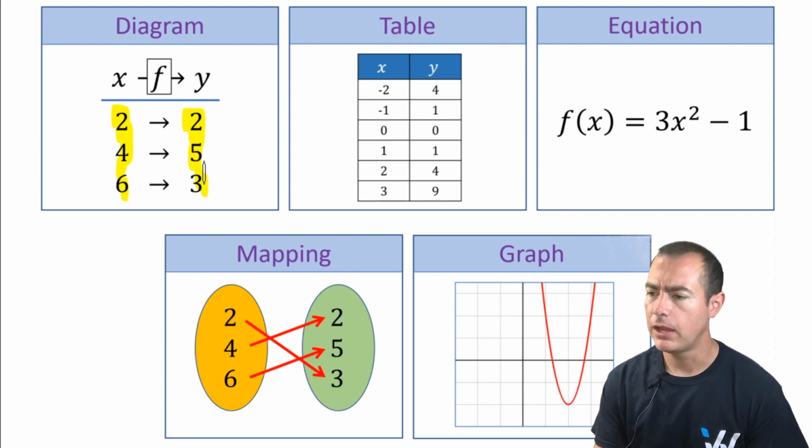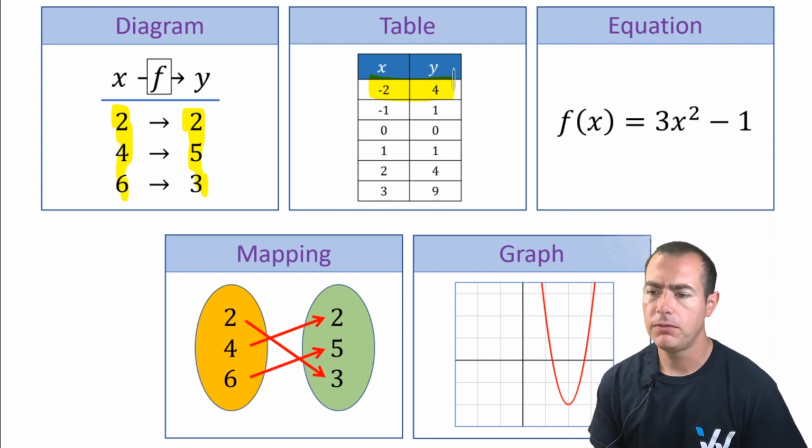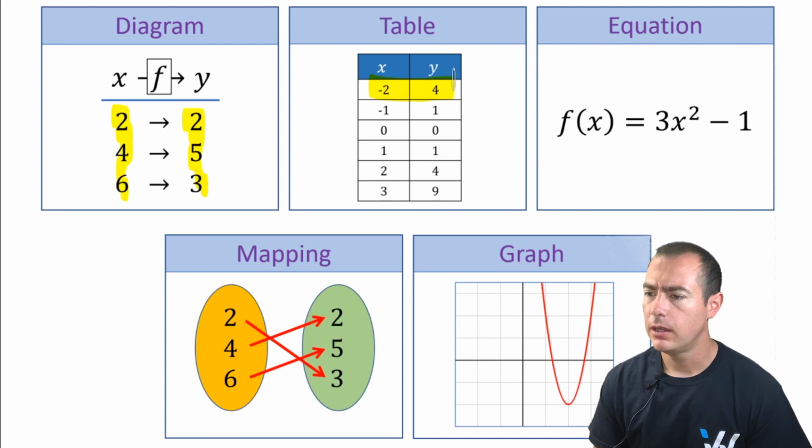In a very similar fashion, we could use something like a table. A table, again, just lists out various different x values, and the other side of that table tells us what they're actually connected to. Definitely very similar to a diagram, and it uses that x and y notation in there, inputs and outputs.